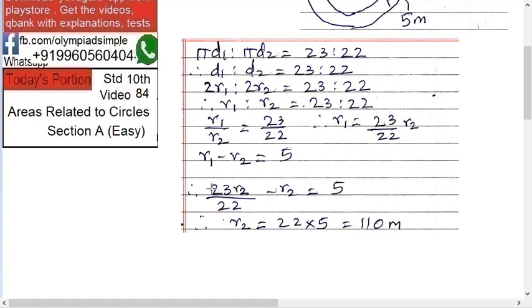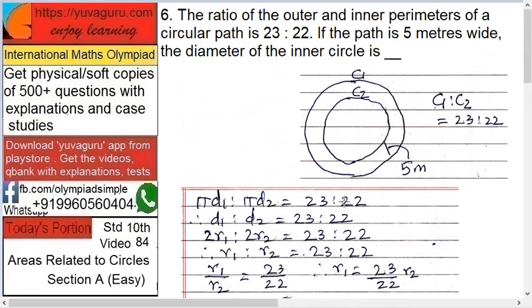Now input the value of r1: 23 r2 by 22 minus r2 equals 5. Solve this. You will get 22 into 5, that is 110, because 22 comes here, 23 minus 22 is 1, and 22 on this side. So 110 meters is the radius r2.